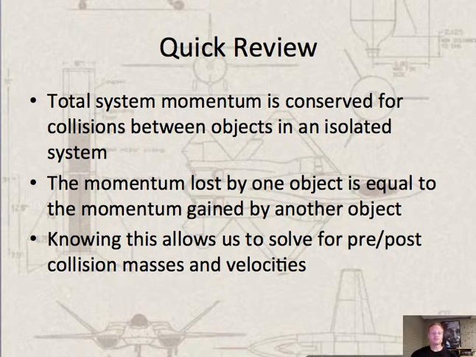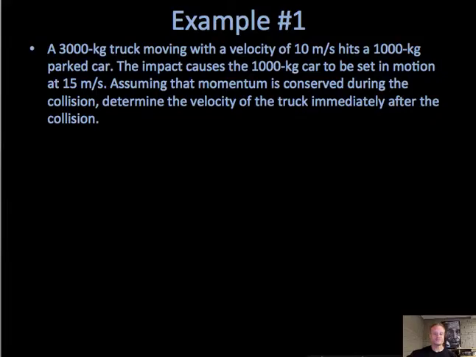And momentum being conserved basically means that the momentum lost by one object is equal to the momentum gained by another. Keeping that in mind allows us to solve problems and figure out the masses and velocities, particularly the velocities of objects after a collision occurs. So keep that in mind as we start to go through some of these problems.